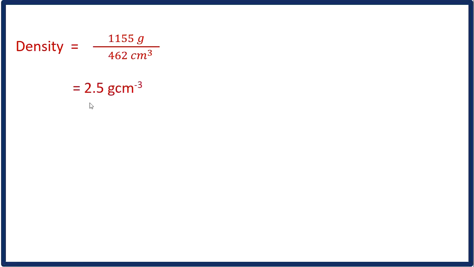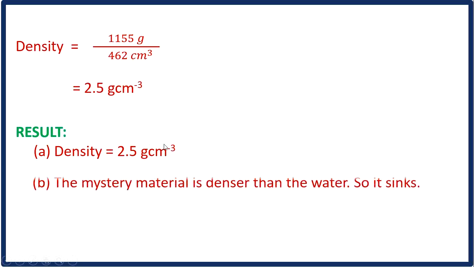We get 2.5 gram centimeter minus 3. The centimeter cube will go to the numerator, so we get centimeter minus 3. So the result, density is equal to 2.5 gram centimeter minus 3. The mystery material is denser than water, so it sinks.